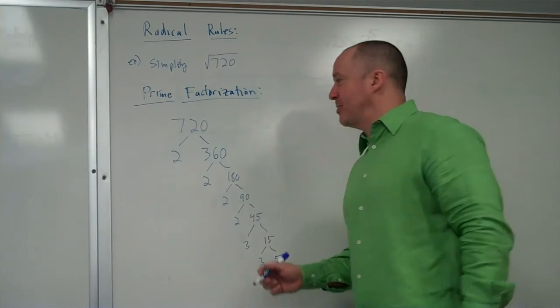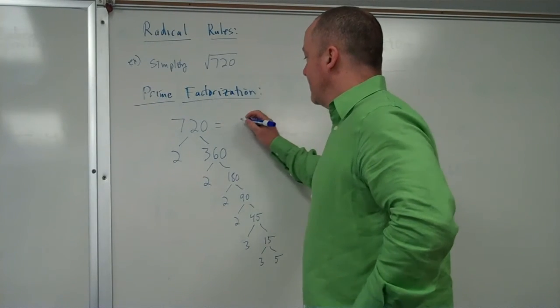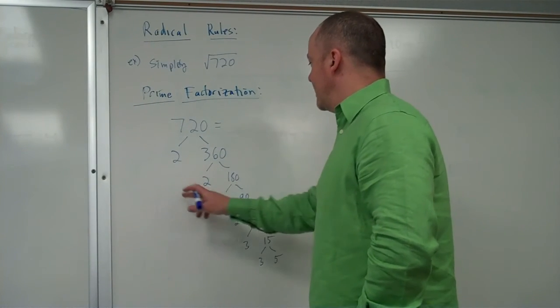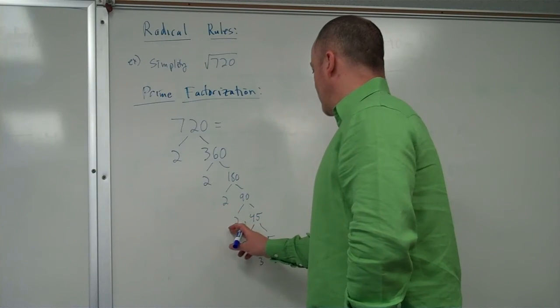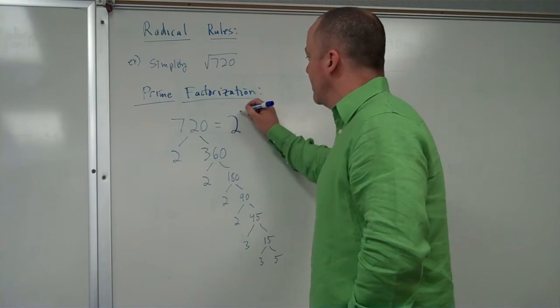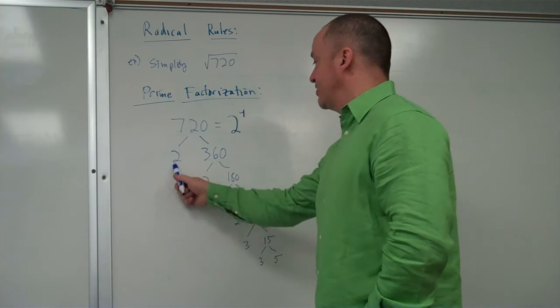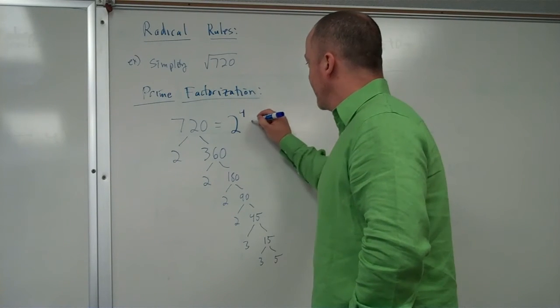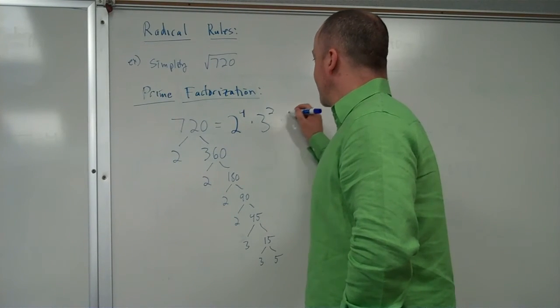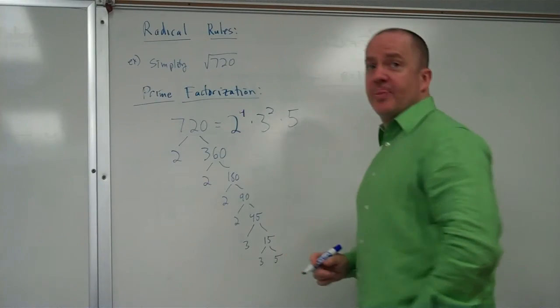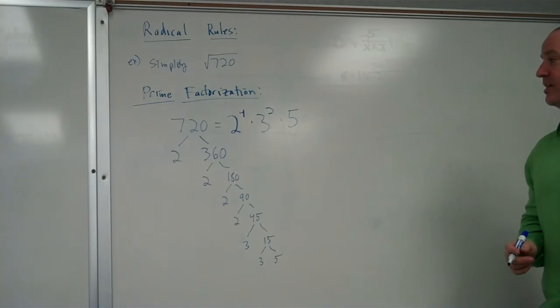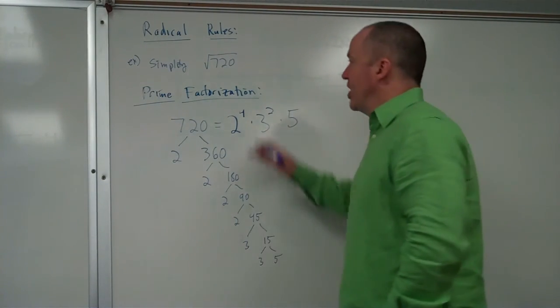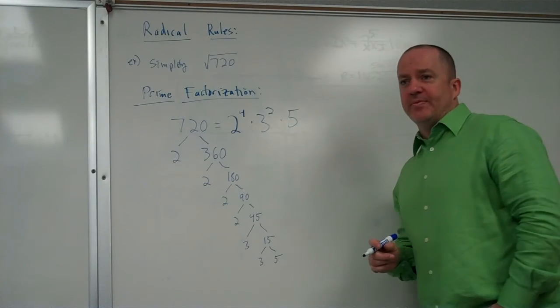And this is also where those exponents come in handy. Because now I can say 720, 1, 2, 3, 4. It's 4 2s, so that's 2 to the 4th power, because that means 2 times 2 times 2 times 2, then 3 to the 2nd power, times 5. Good. Okay, now, how does this help us simplify 720?